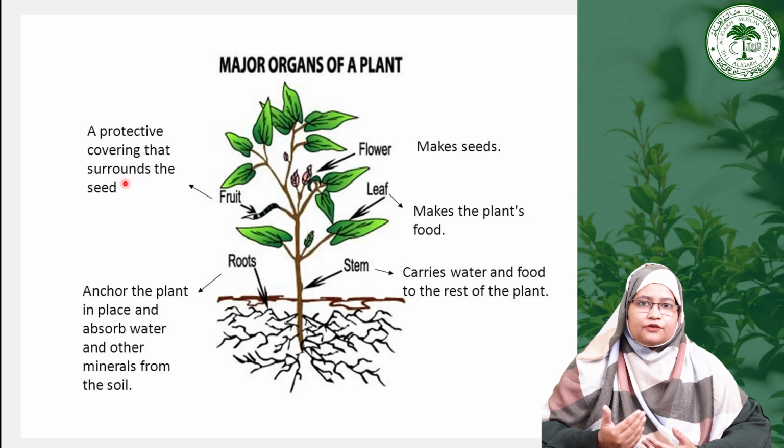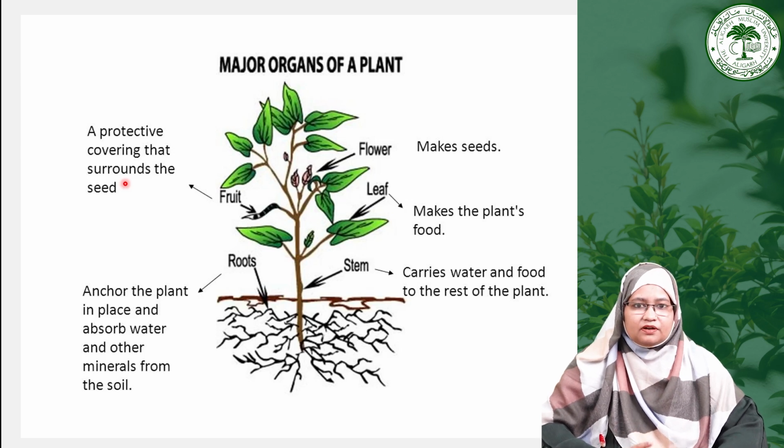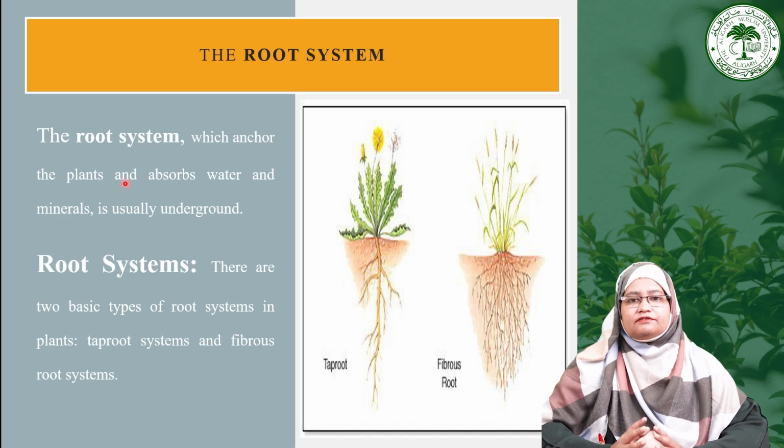So generally all plant organs have two categories, root system and shoot system. The root system has only one organ, and the shoot system has two further parts, vegetative organs and reproductive organs. In the vegetative organs there are the stem and leaf. In the reproductive organs there are the flower and fruit, which are the main parts of the major organs of the plant.